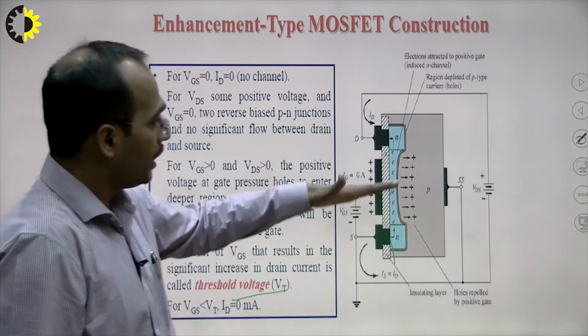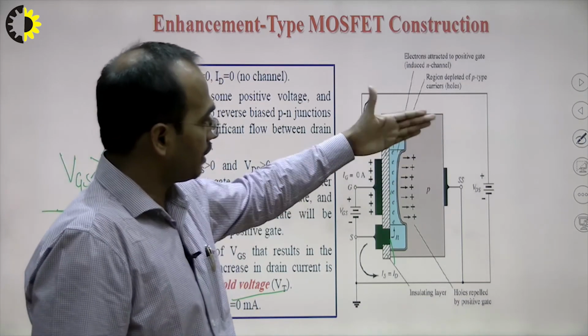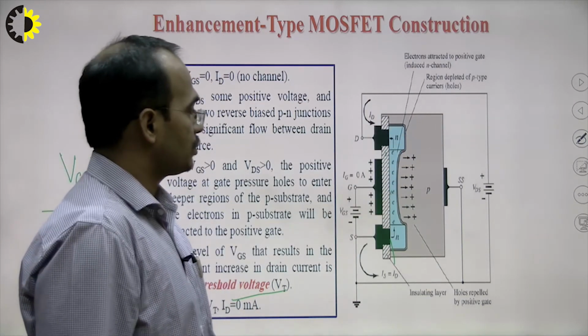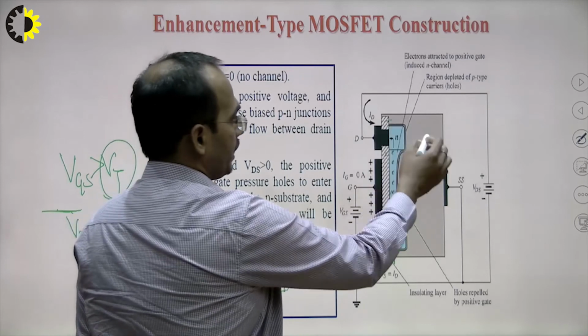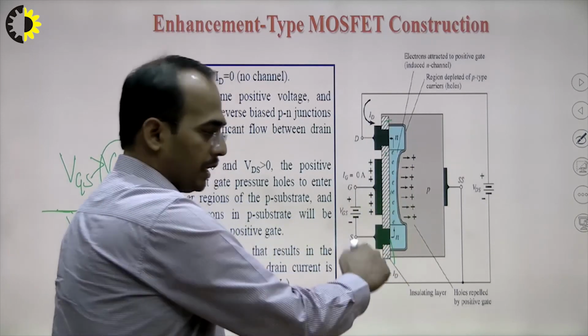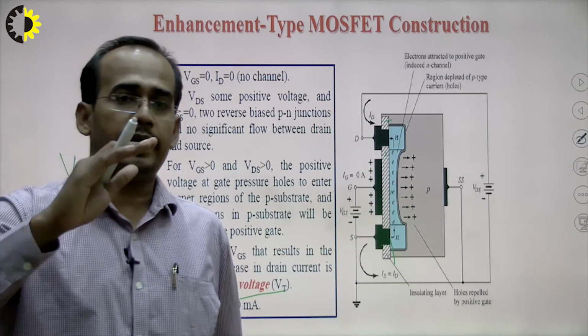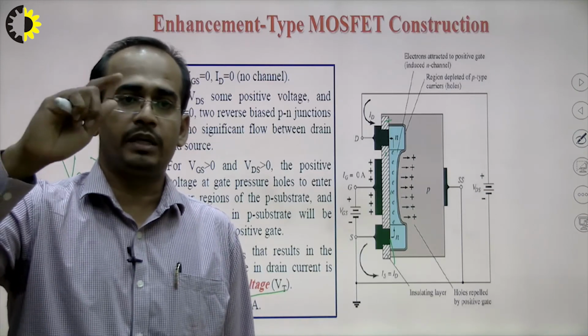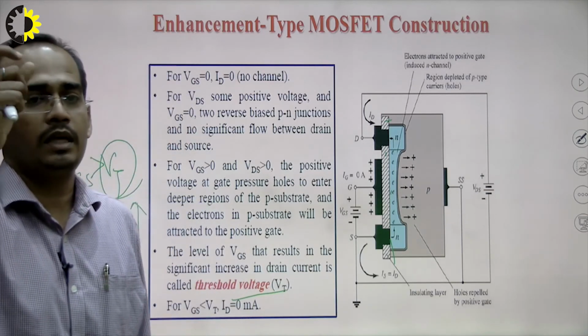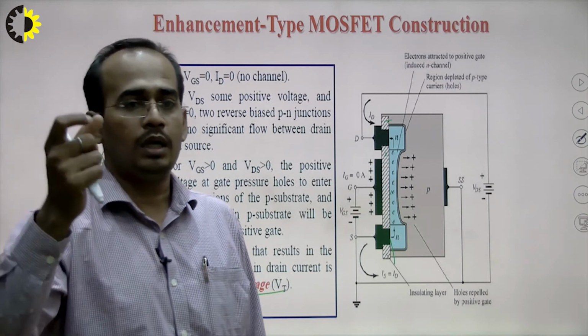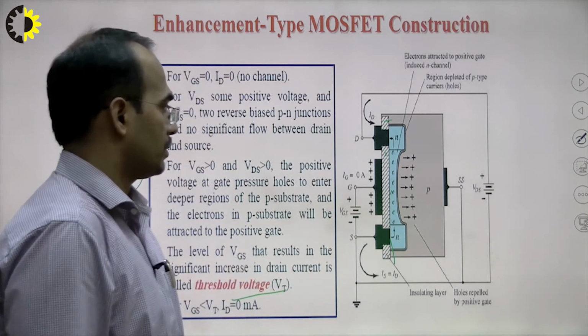So, what will happen, the upper part is greater reverse bias and the lower part is less reverse bias. So, the width of the depletion layer will be greater here as compared to the lower part. The width of the depletion layer in the upper part of the p-type substrate will be greater, or you can say there will be a thicker depletion layer as compared to the lower part of the p-type substrate.